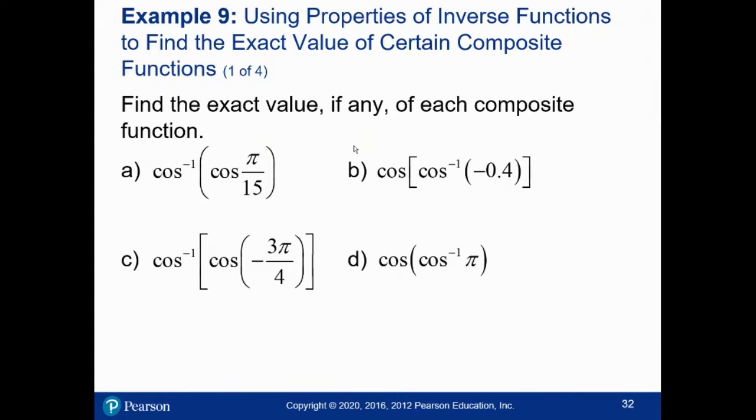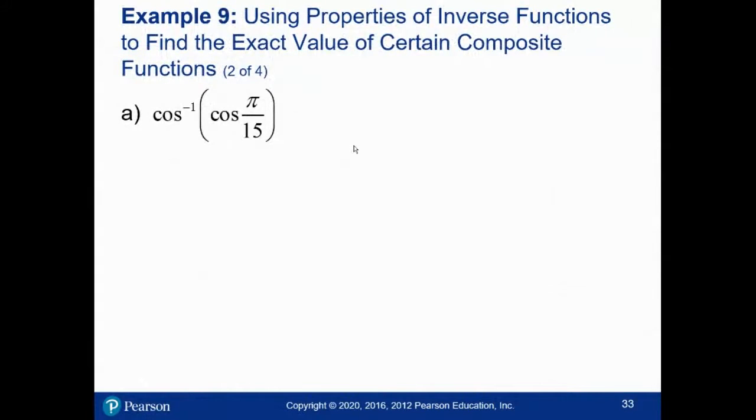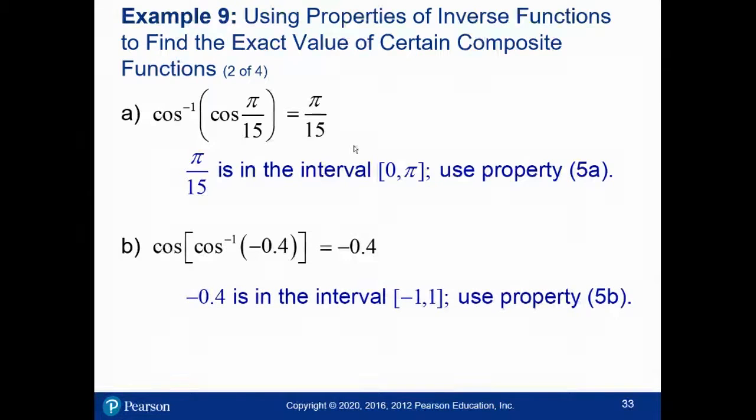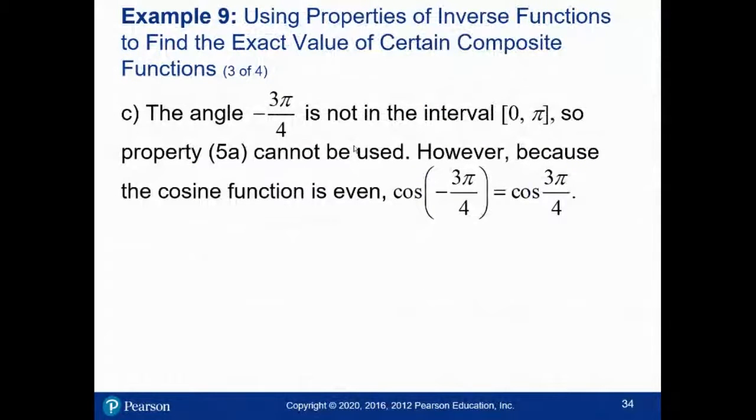Okay, so let's go and check all the solutions. So first for part A, pi over 15 is in the interval that was the domain of the restricted cosine. Okay, so that's in between 0 and pi, which means arc cosine of cosine is just going to be pi over 15. For part B, negative 0.4 is in the domain of arc cosine, so cosine of arc cosine of negative 0.4 is just negative 0.4.